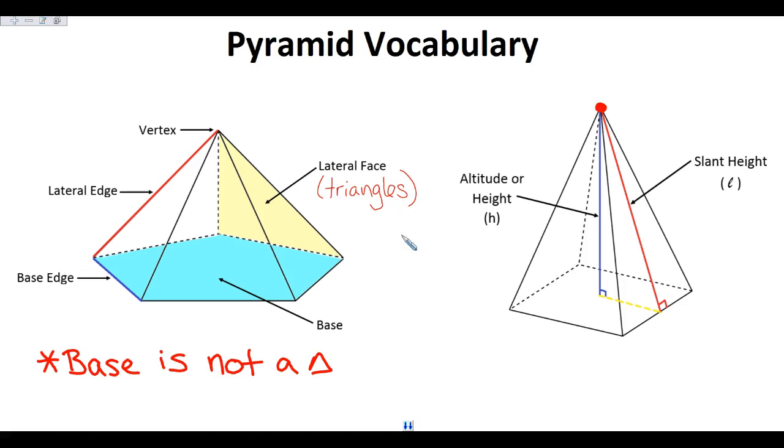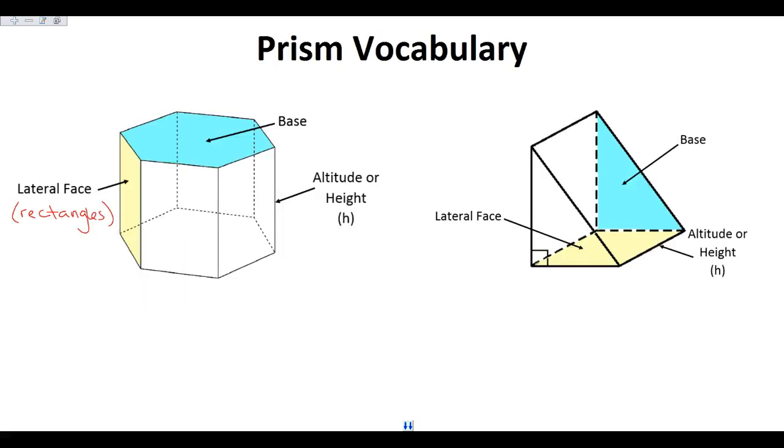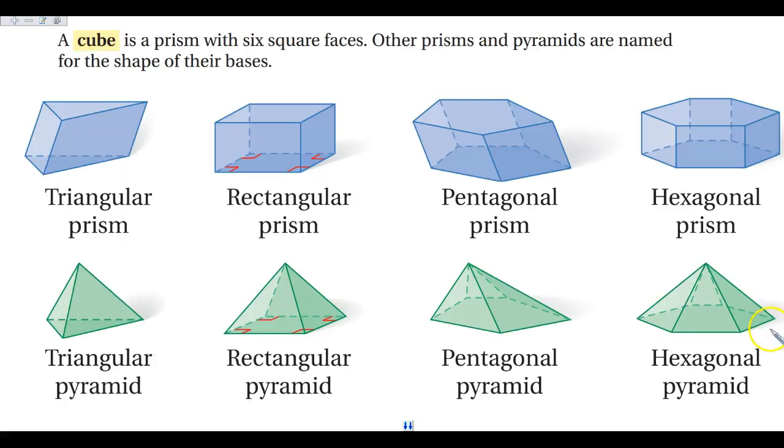Okay, maybe make that note to help you remember. So if it comes to a point, your lateral faces are triangles. If you have two bases, then your lateral faces are rectangles because they're connecting both of those bases the same way. All right, let's take a look at how we name some of our figures.